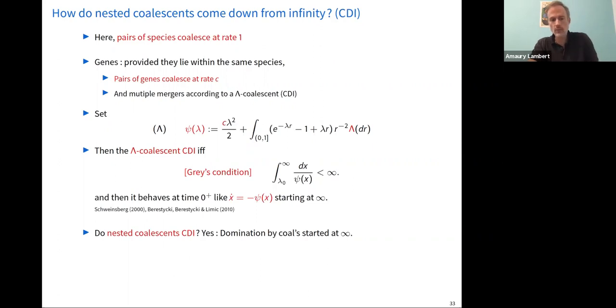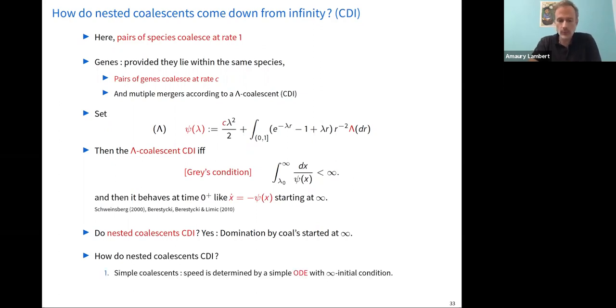Of course, you could ask whether nested coalescents come down from infinity. Actually, it's not difficult to conclude that, provided that the Lambda coalescent of genes comes down from infinity, by domination by the coalescent started at infinity, you will always have a finite number of gene lineages in each of the finite number of species lineages. So these nested coalescents also come down from infinity.